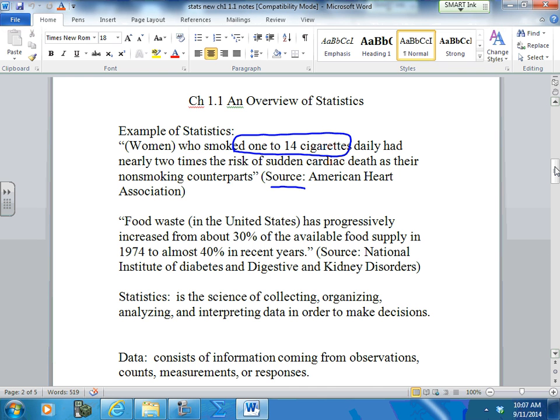So statistics are your way of gathering your data, collecting it, interpreting your data, and making your decisions. This is the important part. This is why you collect your statistics. You want to make a decision based on that.